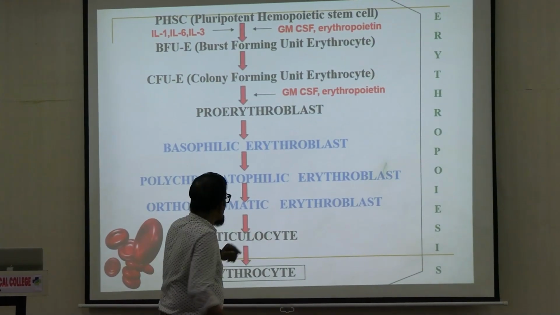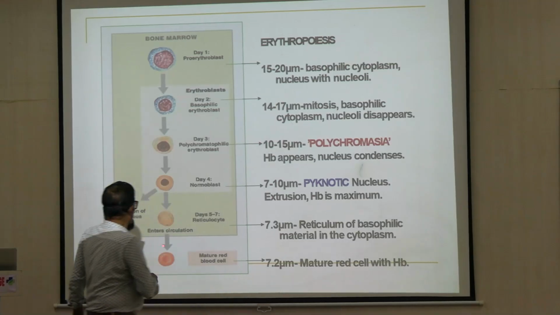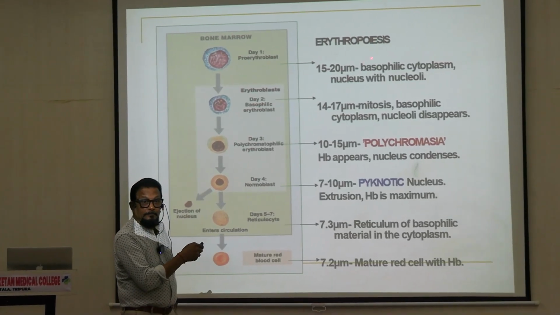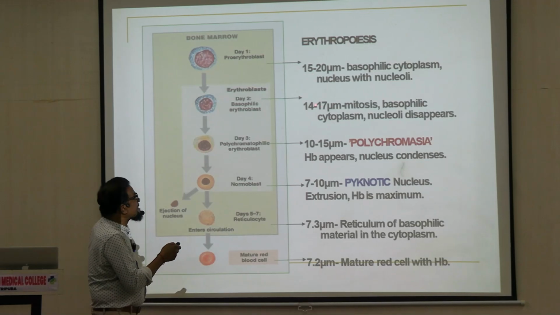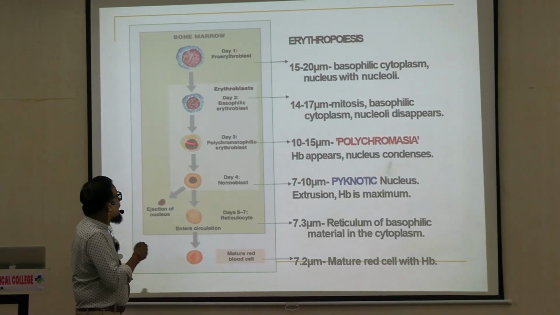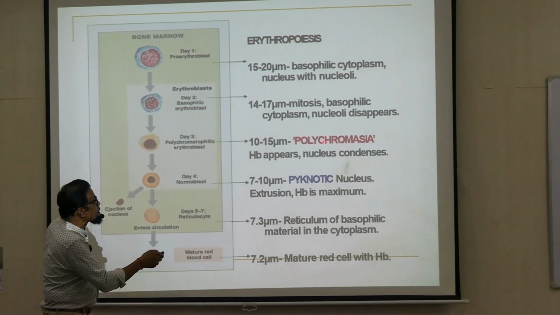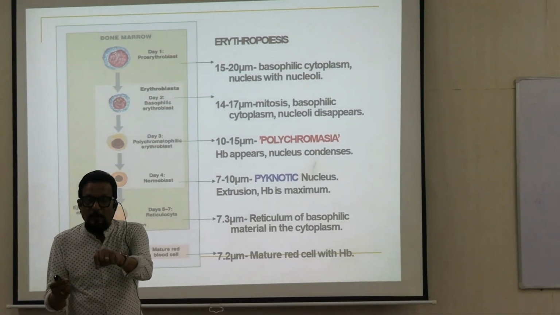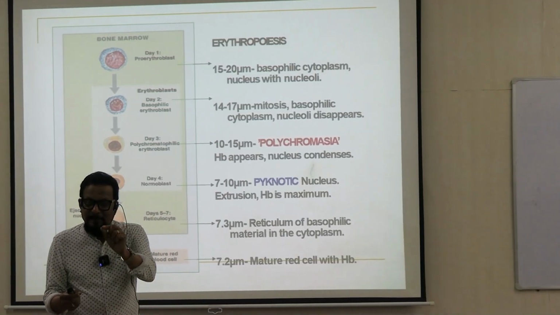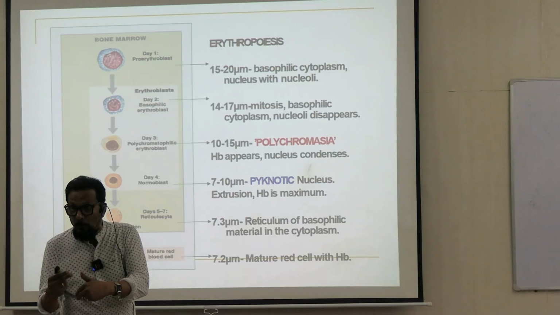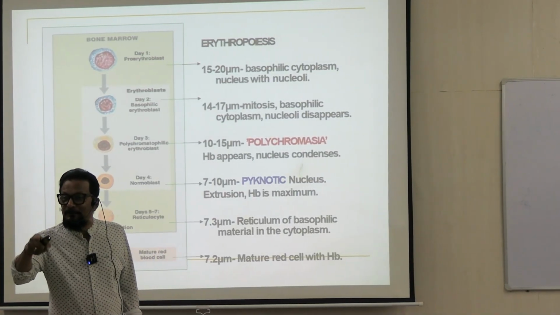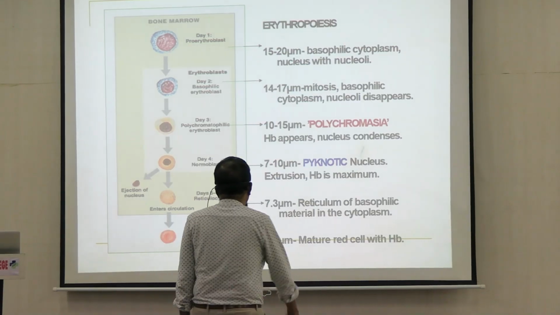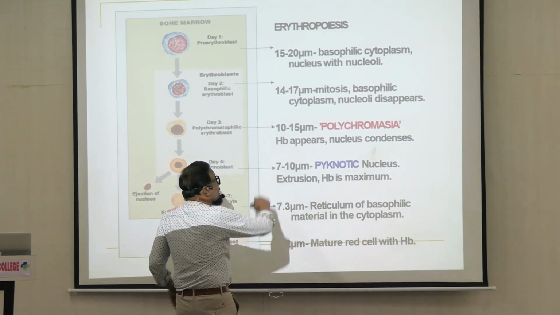So these are the different steps. Have you written this? From pro-erythroblast to mature RBC, see how the size gradually comes down. Here it was 15 to 20 micron, in the progenitor cells. Then the size is reduced to 14 to 17 micron. And then hemoglobin starts appearing, which is why polychromasia, meaning many colors, appears. Previously it was basophilic, now it is acidophilic, so it gives polychromasia. You have to remember in which step polychromasia is seen, in which step hemoglobin starts appearing. Bible question.